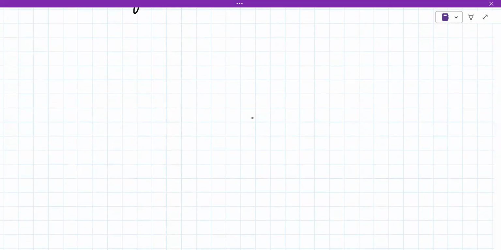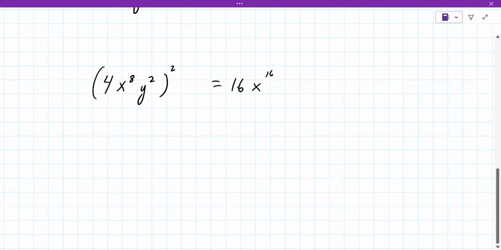Let's go 4x to the 8th, y squared to the power of 2. Could you give this a try, please? Okay. So y to the 4, x to the 8 times 2 is x to the 16. 4 times 4 is 16, x to the power of 16, and then y to the 4th power. Very good. Really good. Okay.